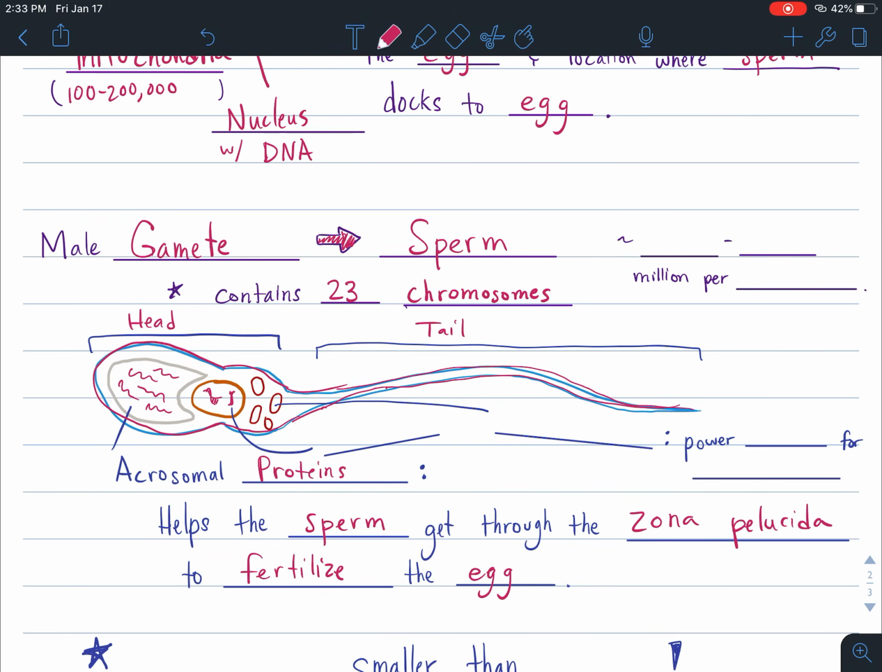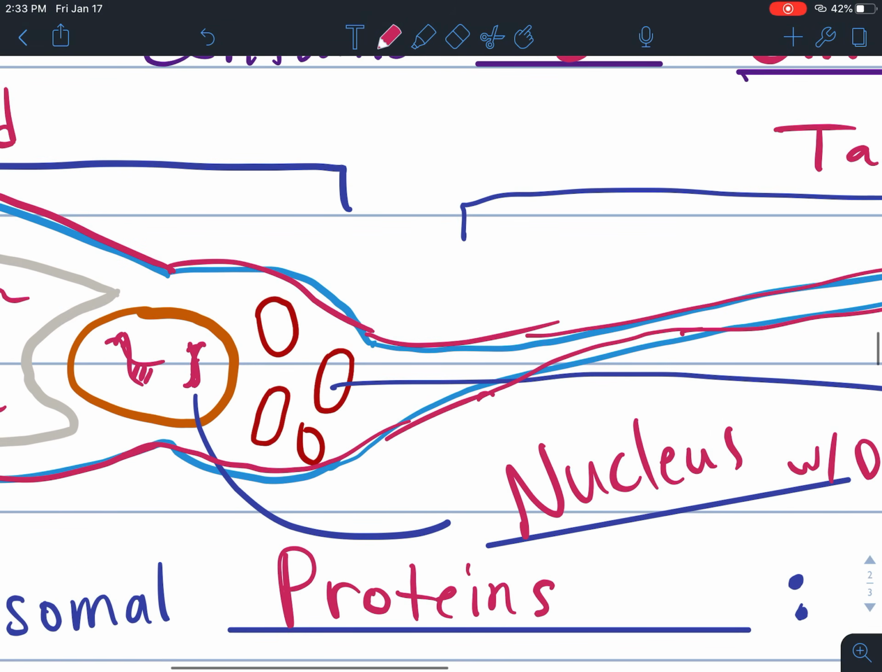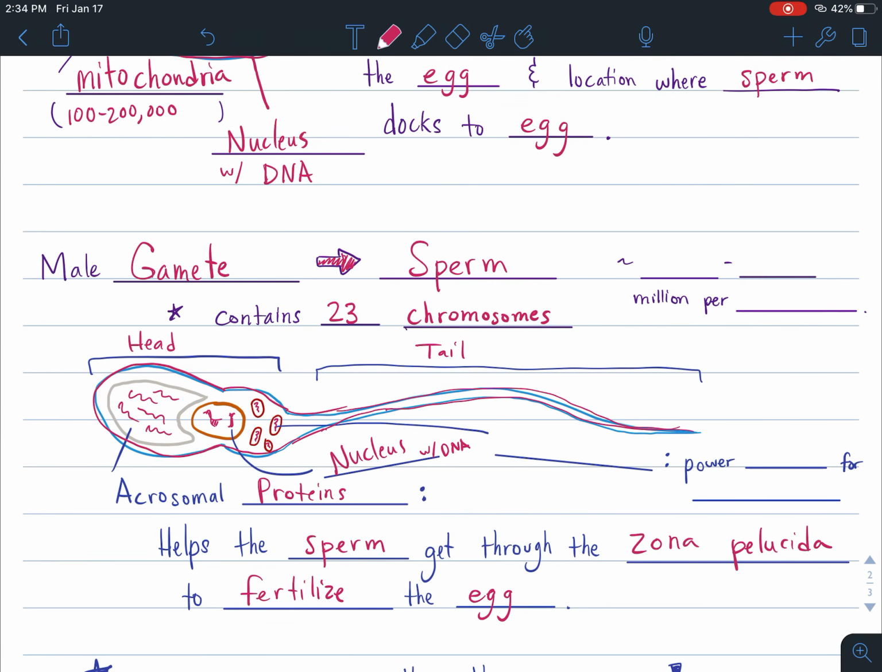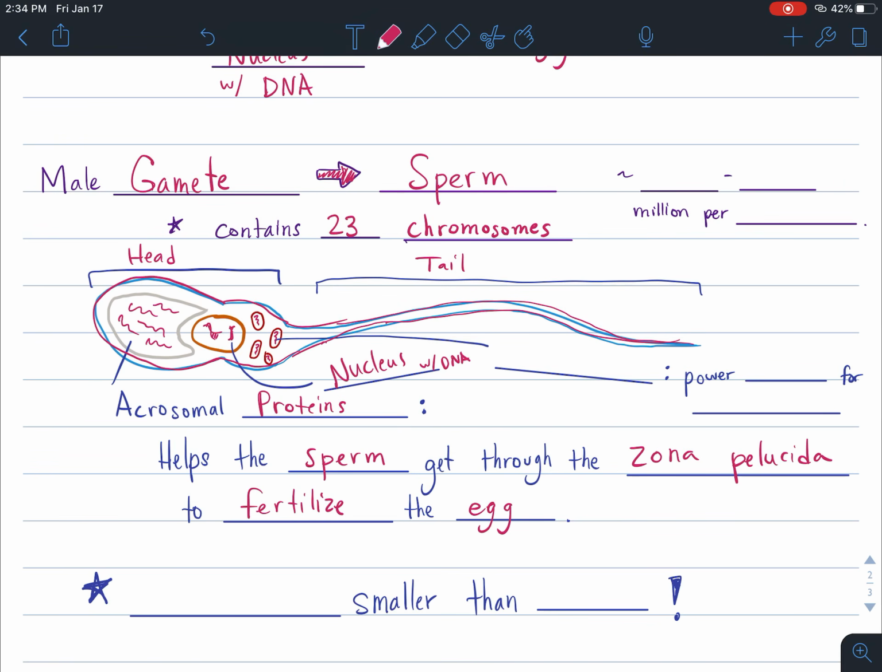All right, so if we then continue looking at this, this is our nucleus. Let's label that, and that has our DNA in it. And these little things behind the nucleus are just like in the egg, and now we have some mitochondria. But this sperm is not going to go through mitosis to produce this young baby. It's just going to drop off the DNA, and the DNA will then combine with the DNA inside of the egg. And so the main purpose of this mitochondria is to allow the tail to work.